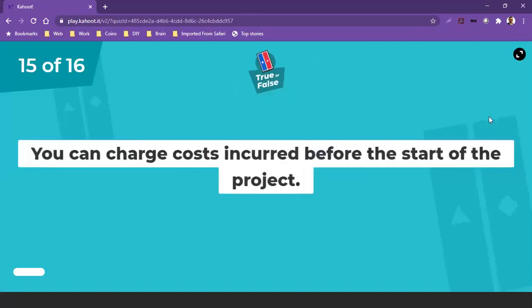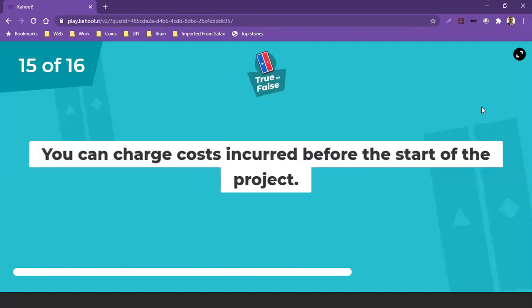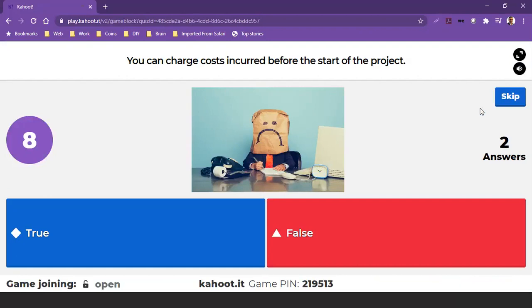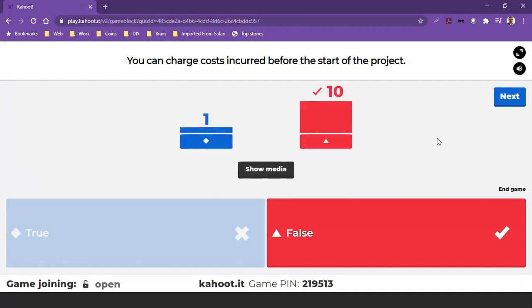So we're approaching the end. You can charge costs incurred before the start of the project. I hope that no one gets this incorrectly. Okay, so anything you do before the signature of the grant and the start of activities is not eligible. And if you report anything as eligible cost, it will not be approved. So only from the start of the activities that are described in your grant agreement.